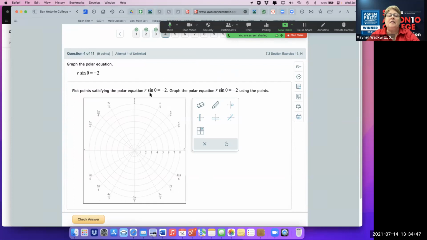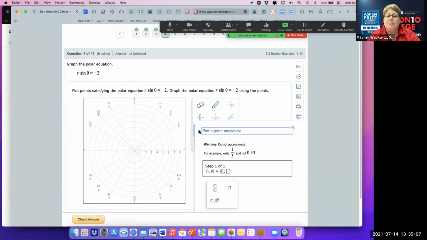R sine theta, do you remember that r sine theta is just y? What kind of graph is y equals -2? A straight line, and it's a horizontal straight line. So let's see what we get. If theta is 0, what is the sine? Oh, I see what I'm doing. Okay, but that's fine. So yes, we get 0.